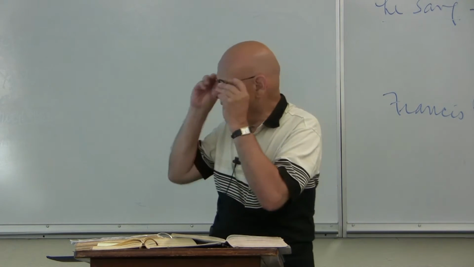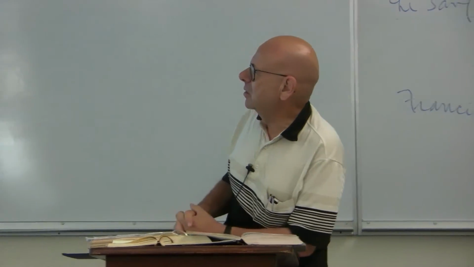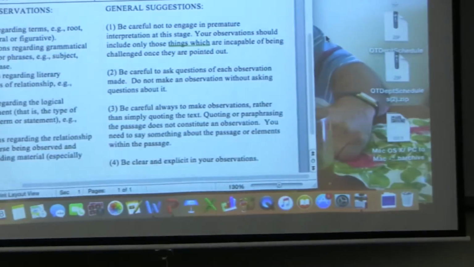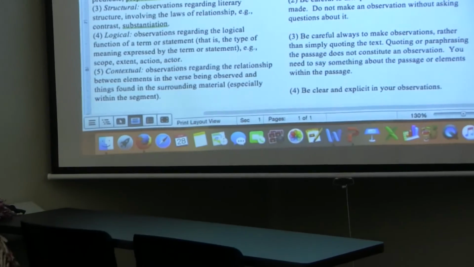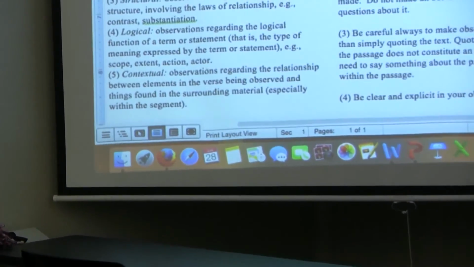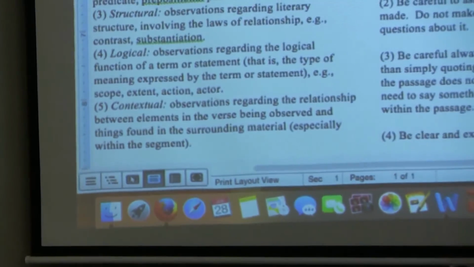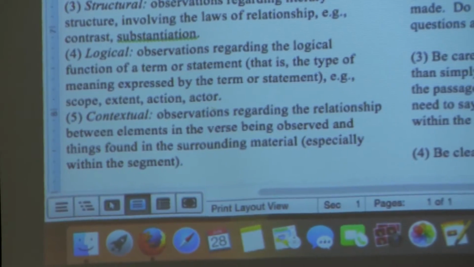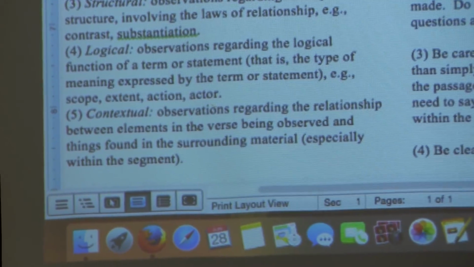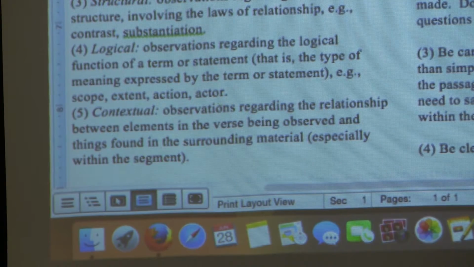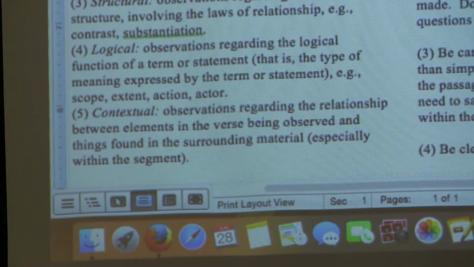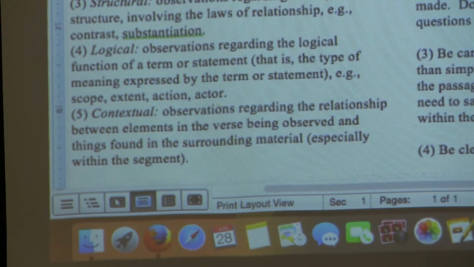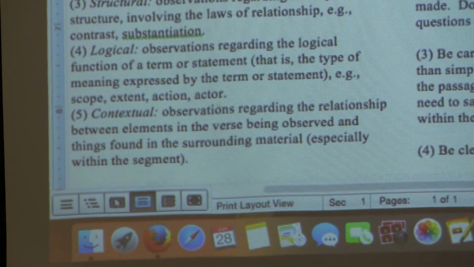Now, we also have contextual observations. These are observations regarding the relationship between elements in the verse being observed and things found in the surrounding material, especially in the immediate context. What are the connections between what we have in this passage and what we have then in the immediate context? Usually the verses that immediately precede and follow our passage.